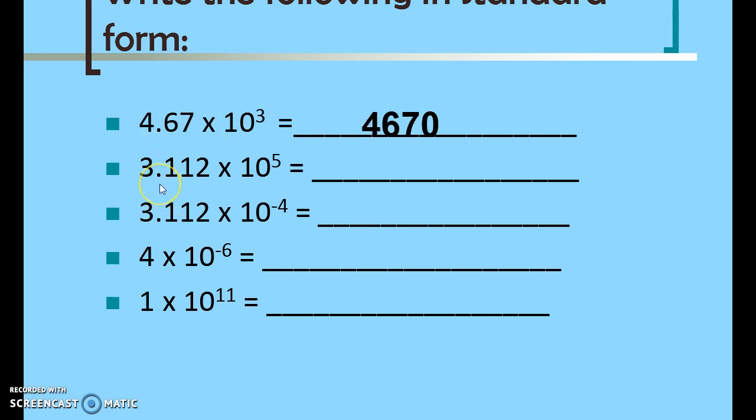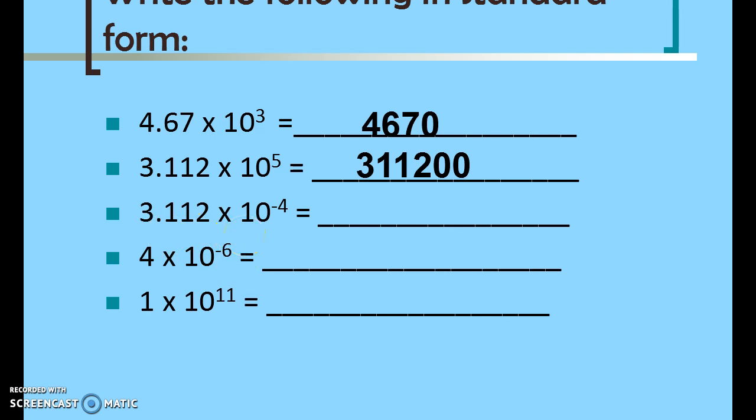All right, guys, our next number is also a large number. So we're going to move the decimal place 5 places to the right. So that's going to be 1, 2, 3, and then 4, 5. So I'm going to add 2 zeros past that 2, and let's see what our value is here. We have 311,200.